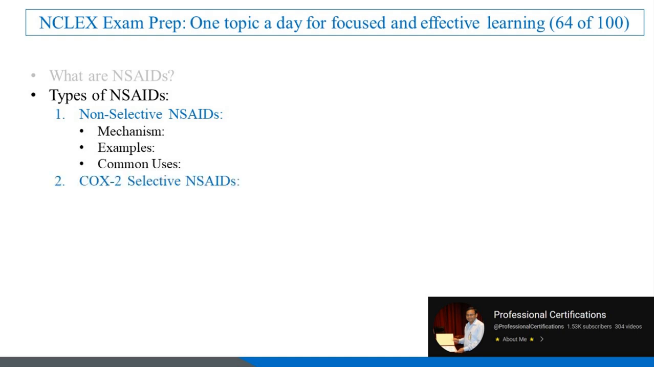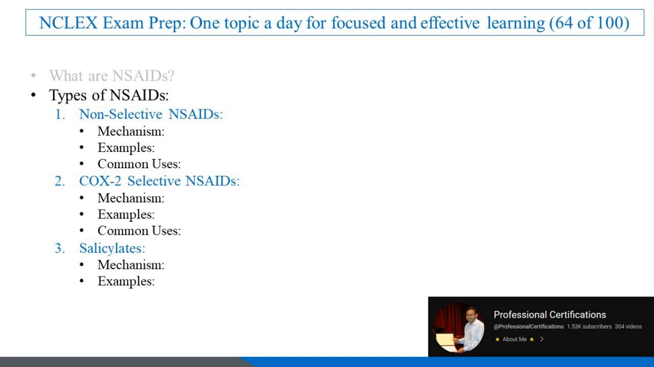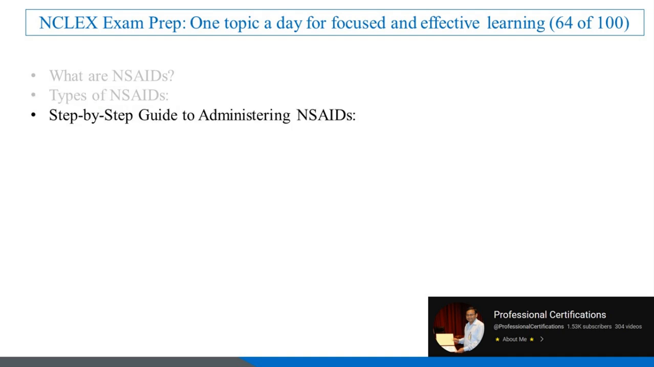2. COX-2 selective NSAIDs. Mechanism: primarily block COX-2 enzymes, reducing inflammation with fewer gastrointestinal side effects. Examples: celecoxib, Celebrex. Common uses: arthritis, chronic pain. 3. Salicylates. Mechanism: a subtype of NSAIDs that includes aspirin, which also has antiplatelet effects. Examples: aspirin. Common uses: pain, inflammation, fever, cardiovascular protection.